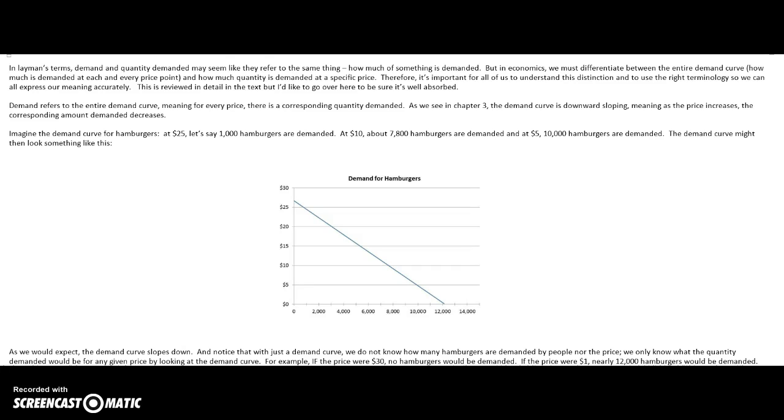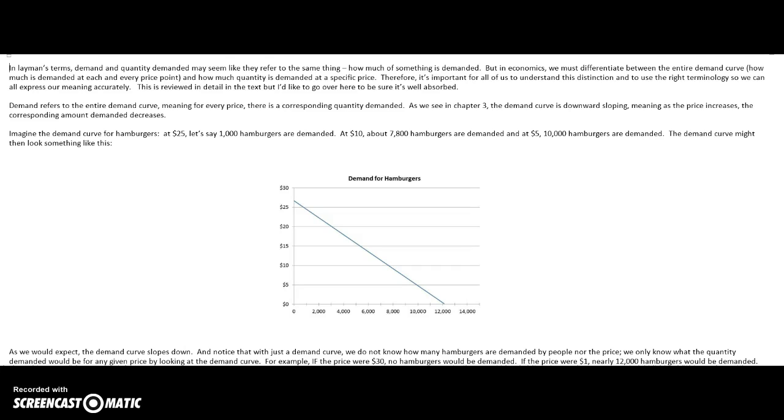So in layman's terms, demand and quantity demanded probably seem like the same thing, how much of something is demanded. But in econ, we have to differentiate between the whole curve, which you see in this first graph here, and between how much is demanded at a specific price. So the demand is the whole curve.